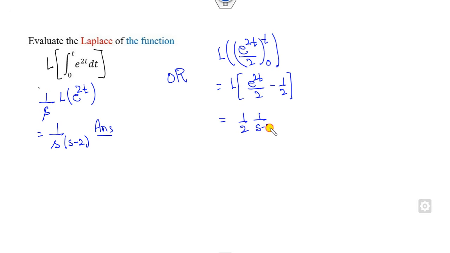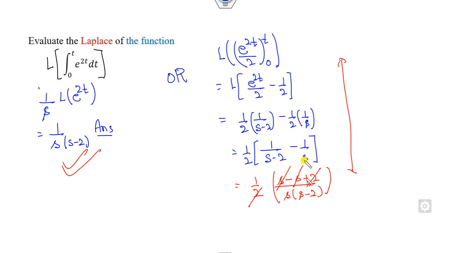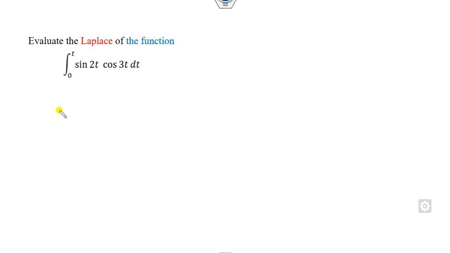It is 1 over s minus 2, and the Laplace of 1 over 2 is 1 over 2 times 1 over s. So half will be common. It is 1 over s minus 2 minus 1 over s. Now you can take the LCM. 1 over 2 times (s minus (s minus 2)) over s(s minus 2), now you can see s will be cancelled out, 2 will also be cancelled, so 1 over s(s minus 2), the same answer as here. And you can see in this case you need to do a lot of calculation, but here you can directly find it.